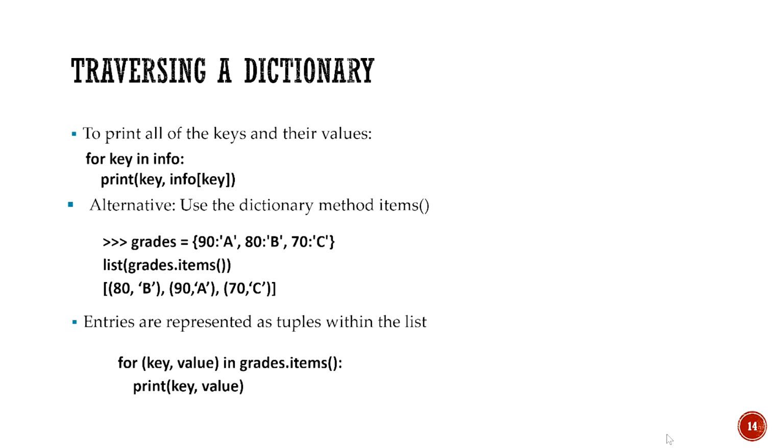To print all of the keys and their values, we can write a for loop because we want to go through all keys and their values. So that's why we use the for loop. Now, here you can see for key in info, print key and its value. So let's implement this.